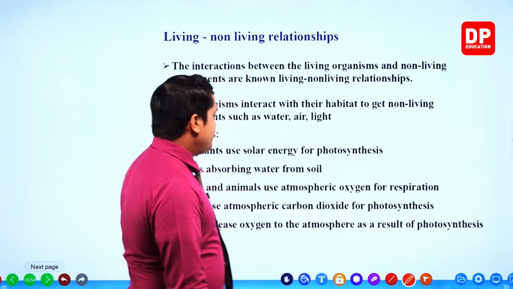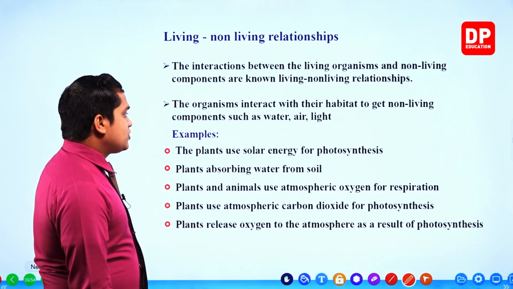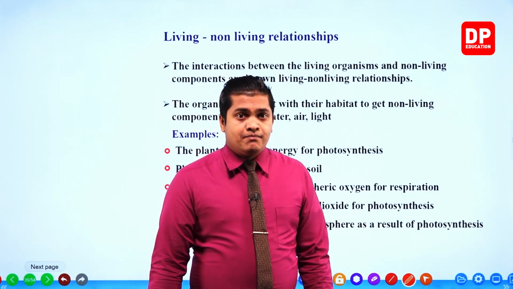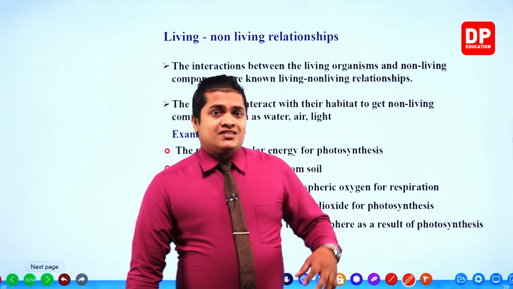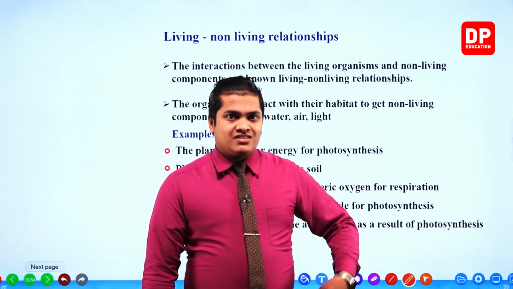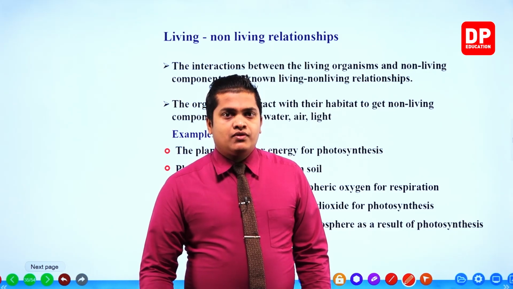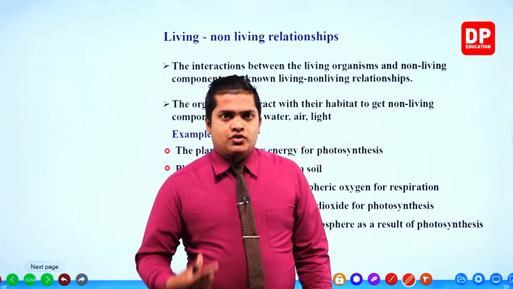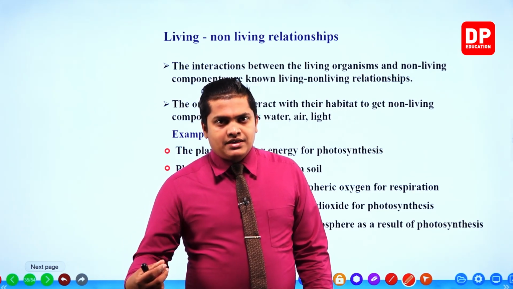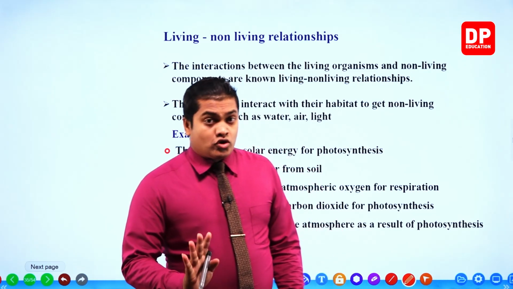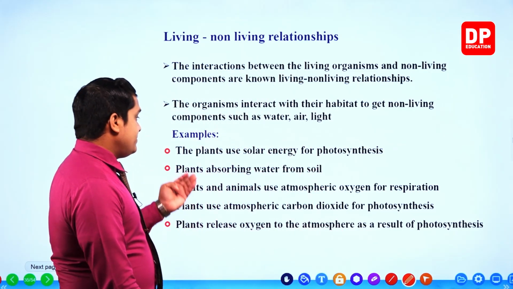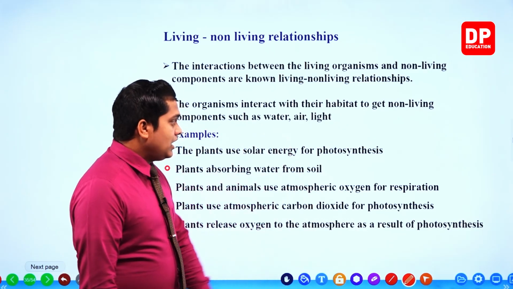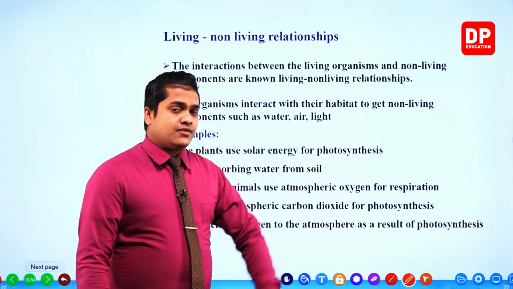Okay, so examples given here, my dear children. The plants use solar energy for photosynthesis. Now solar energy, sunlight, is a non-living component. So plants receive sunlight in order to do photosynthesis. So sunlight is a non-living factor, plant is a living factor. Okay, so not only solar energy, but my dear children, plants also absorb water from soil for the same process, which is photosynthesis.